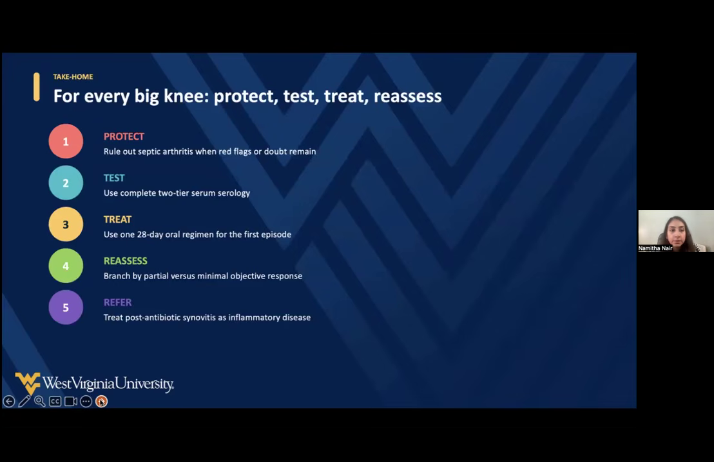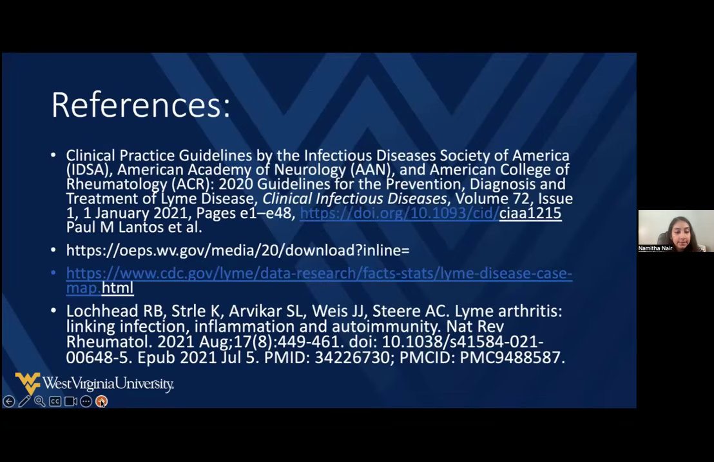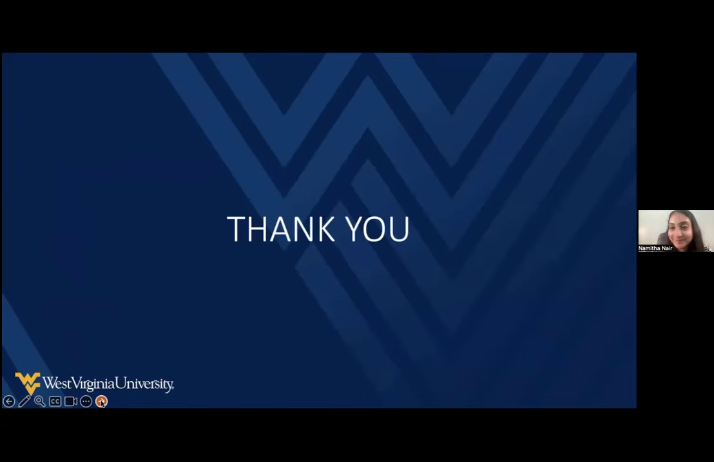So take home points for today, I would say for every big knee, make sure you're going through sort of an algorithm: protect the knee first, rule out septic arthritis, test appropriately with the 2-tier testing, treat with a 28-day oral regimen, and reassess at the end to know whether it's a good response or no response at all. And anytime you notice no response to the 2 courses of antibiotics, think of it as more of an inflammatory disease. And these are my references, and that would be all.